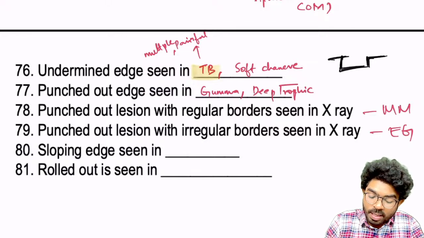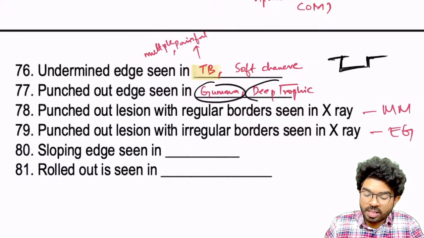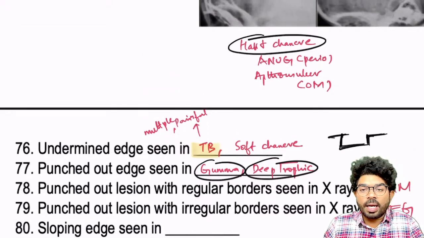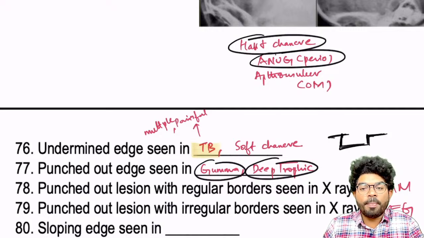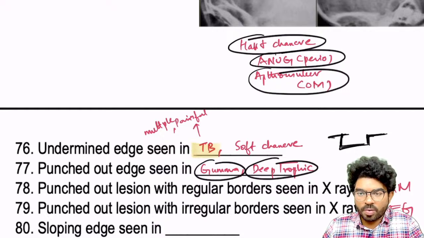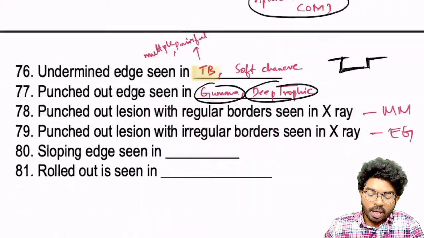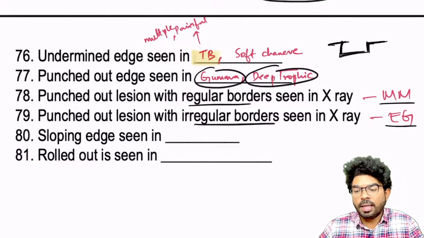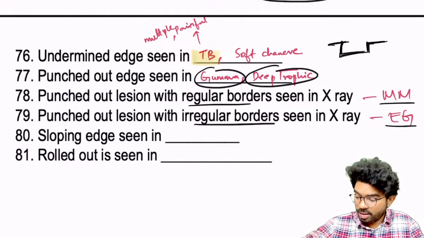So punched out is seen in gumma, the most common example, deep trophic ulcer, hard chancre. Punched out crater-like depression is seen in ANUG in perio. Punched out ulcers can be seen in aphthous ulcers in your oral medicine. In radiology, punched out regular is MM, irregular is EG. Clear, guys? Clear? Done. Okay.